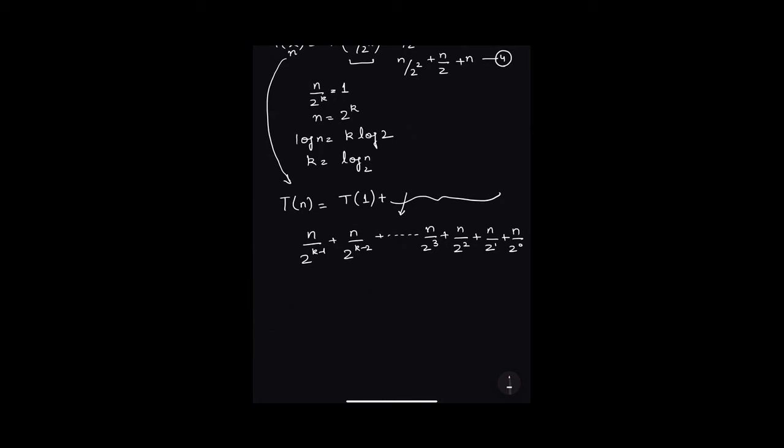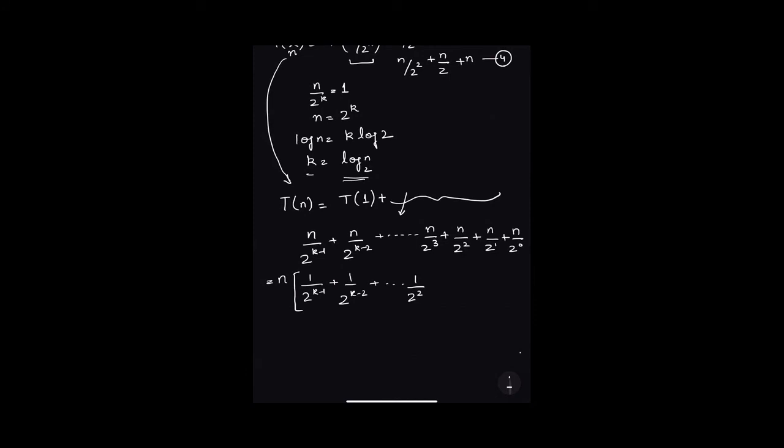So now what I have to do is substitute this k with log n base 2. I'm going to take this n outside and write this statement as it is. It was 1, 2 raised to the power of 2 plus 2 raised to the power of 1 plus 2 raised to the power of 0.